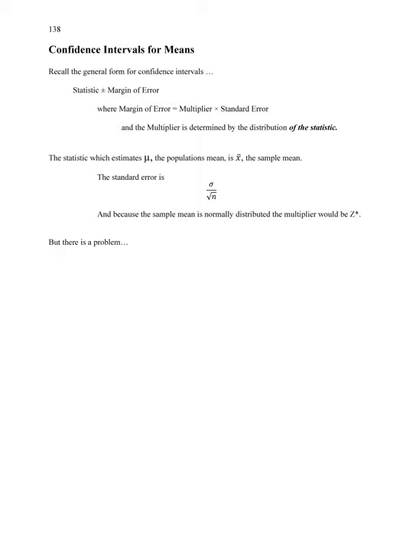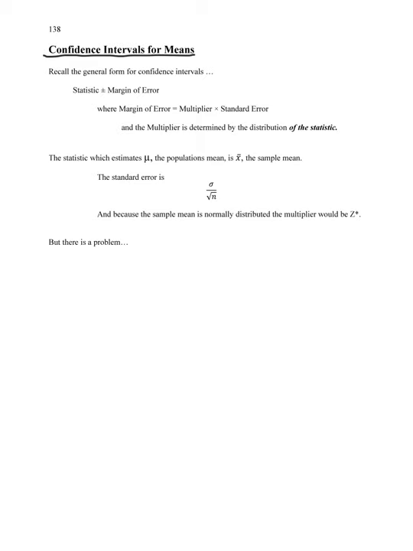So we've just finished confidence intervals for proportions, and our next topic here is confidence intervals for means. So recall our general form for all confidence intervals. We have a statistic, plus and minus, a margin of error, where the margin of error is some multiplier times the standard error, and the multiplier is determined by the distribution of the statistic.